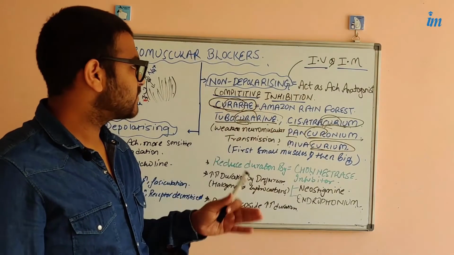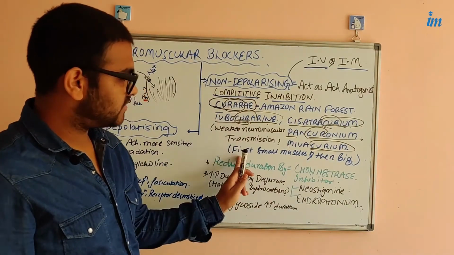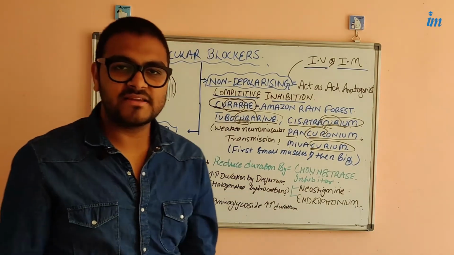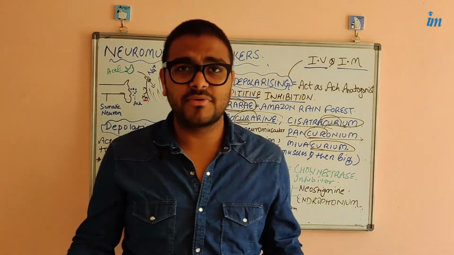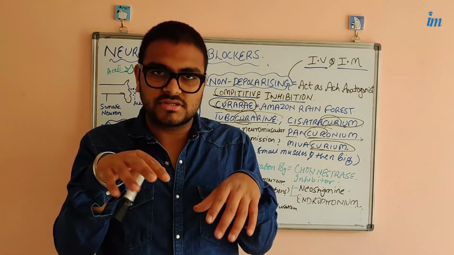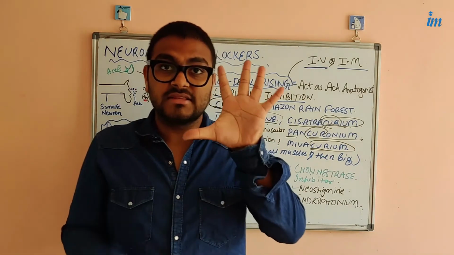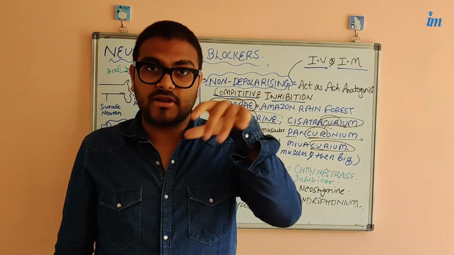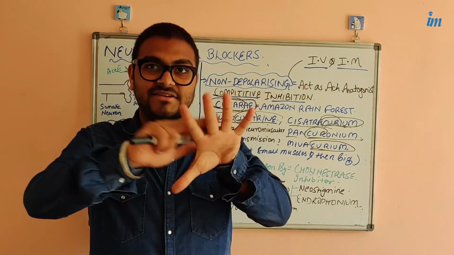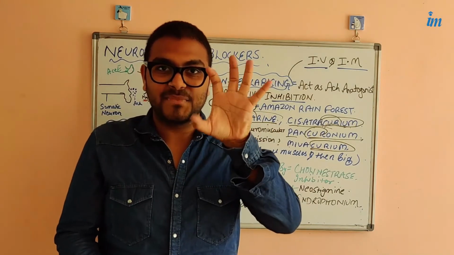These are the non-depolarizing agents. First, small muscles will be paralyzed, and then the big muscles. What type of paralysis is this? This is a flaccid paralysis. Flaccid paralysis means muscles are relaxed, very much relaxation. This is flaccid paralysis. And what is this? This is not flaccid paralysis. This is depolarizing paralysis.